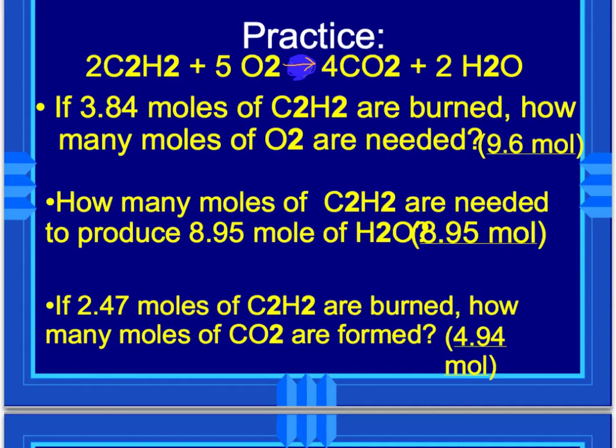So now we're going to go ahead and look at the third example, and I would like you guys to try this one on your own, and then on the next slide we'll explain how to solve it. So for this one, it says, if 2.47 moles of acetylene are burned, how many moles of carbon dioxide are formed? And I realize the answer is here, but just try to solve it on your own. So you're going from moles of acetylene to moles of carbon dioxide. So remember, use those coefficients to make that mole ratio.